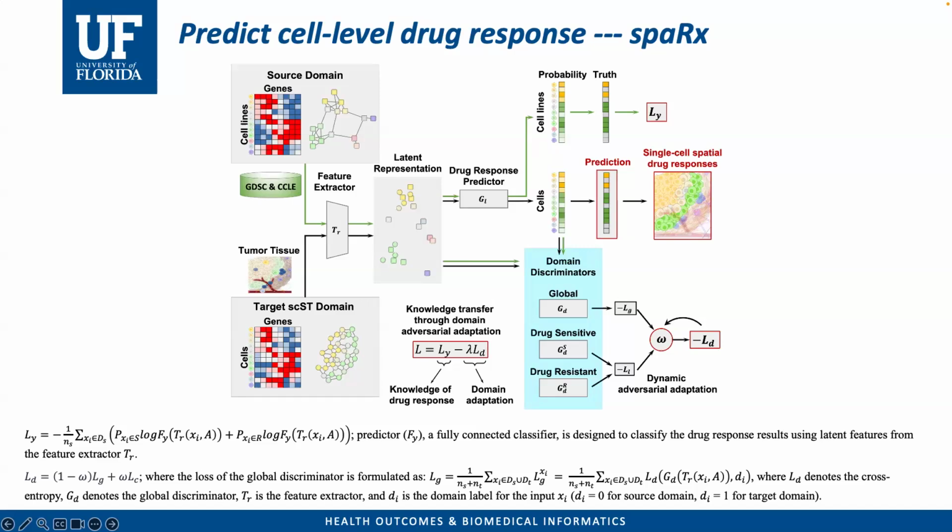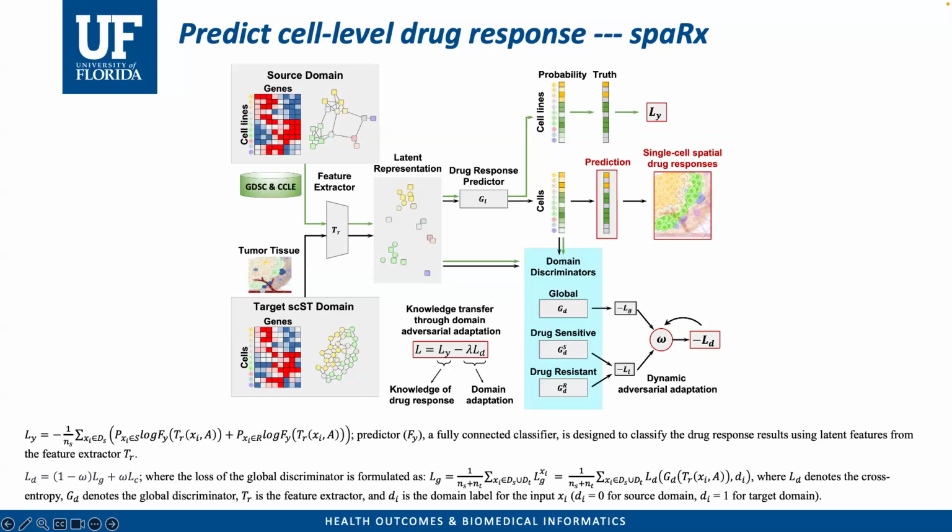And this model consists of three major components. The first one is the feature extractor that extracts features from both source and target domain, and we learn the latent representation showing up here. The second component is the domain discriminator. Its goal is to distinguish the source and target domain, and actually we want to fuse the representations from the source and target domain so that they are mixed very well. That is our goal, because we want to use the drug response knowledge.